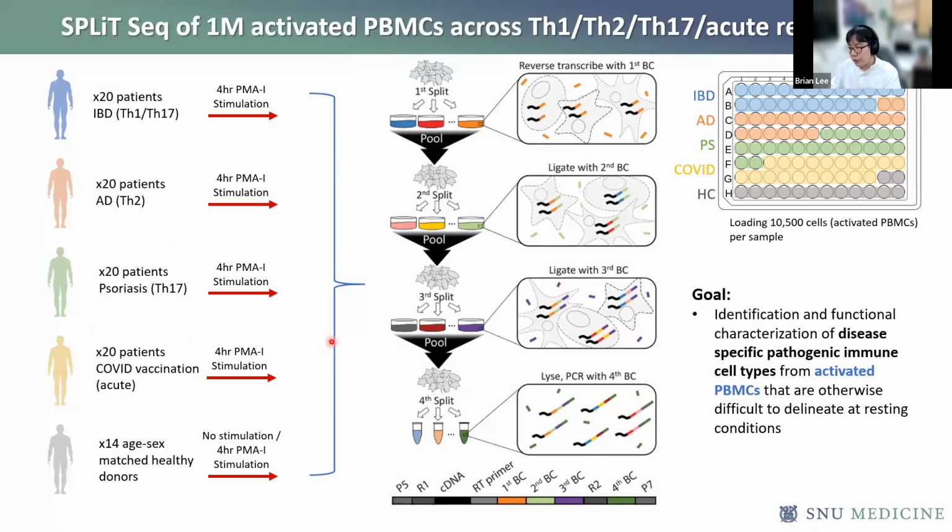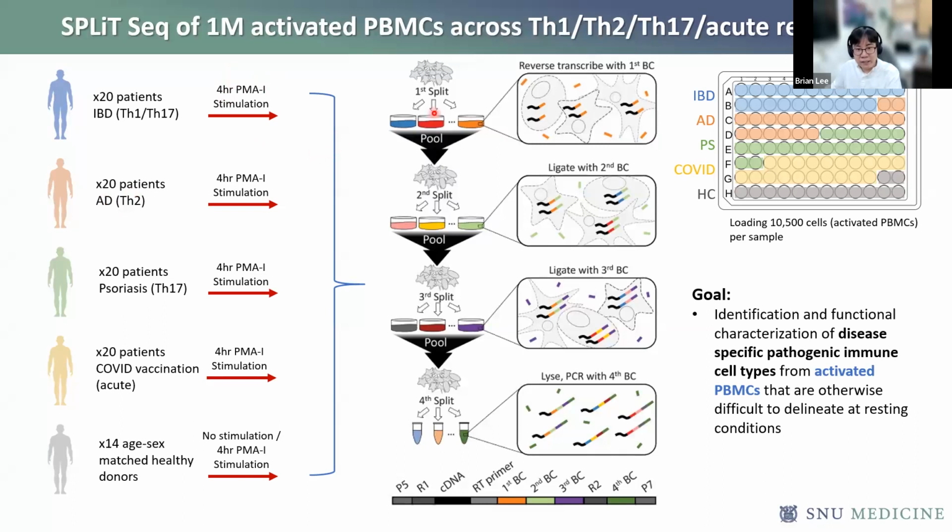Just a brief overview of the study design. This is by SPLiT-seq. We collected 20 IBD patients, 20 AD patients, 20 psoriasis patients, and 20 COVID vaccination patients, as well as 14 matched healthy donors. We then subjected each of these PBMC samples to a 4-hour PMA plus ionomycin stimulation to stimulate T cells.